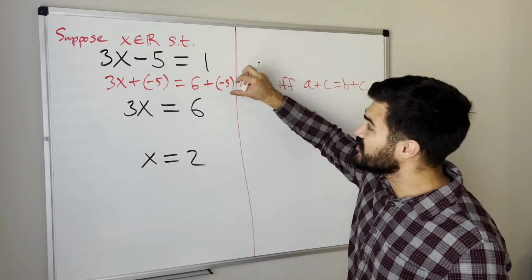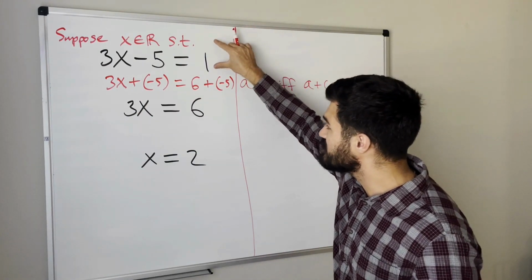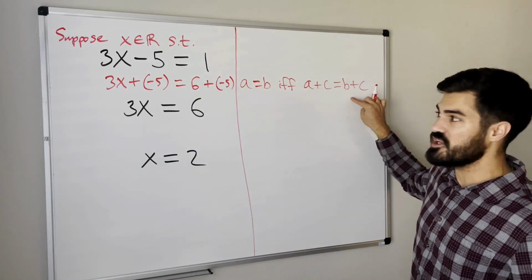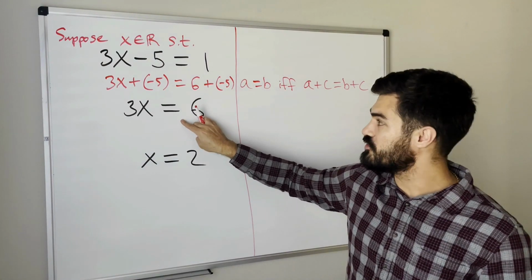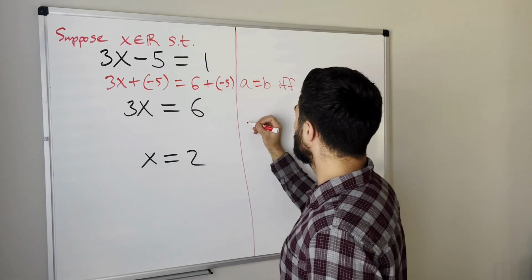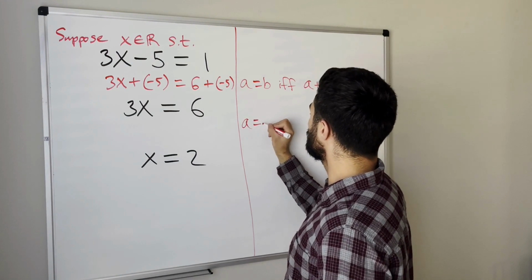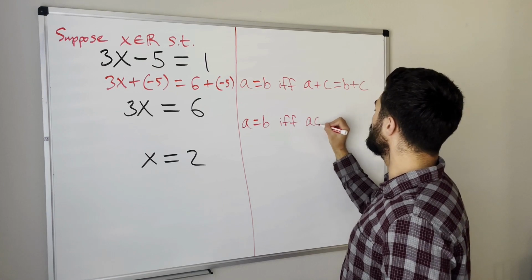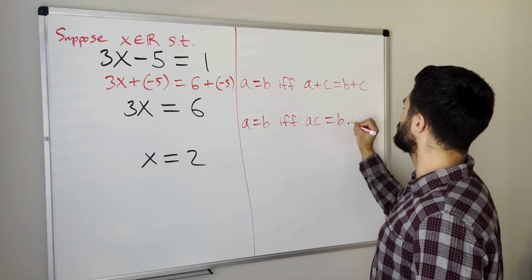So again, we're treating this as a statement. If this statement is true, then this must be true. Then, because of this justification here, this must be true. Now, how do we get from here to here? We're going to use another justification, which is that A equals B if and only if A times C equals B times C.